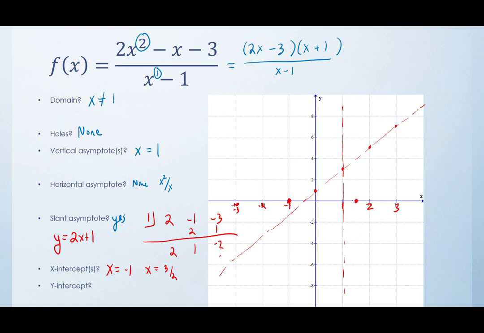And do we have a y-intercept? Sure, let's see if I plug in 0. I don't know what happened there. Let's try, this doesn't want to let me get rid of it, so whatever. We are going to have, let's see, -3 over -1, so 0, 3. So we'll put that one in right around there.